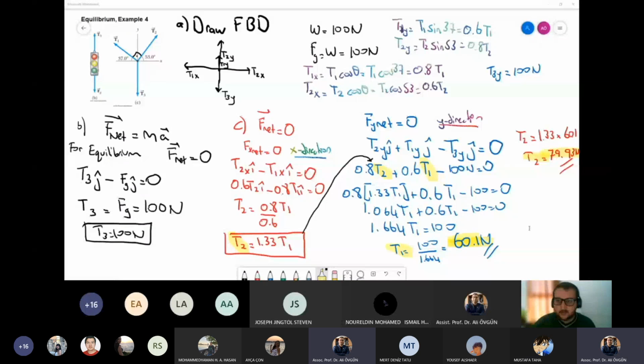So each system must be considered separately. Do they have the same magnitude or no? As a magnitude, they can be the same, but as a direction, it can be different. Okay, okay. Thank you, doctor. You're welcome.